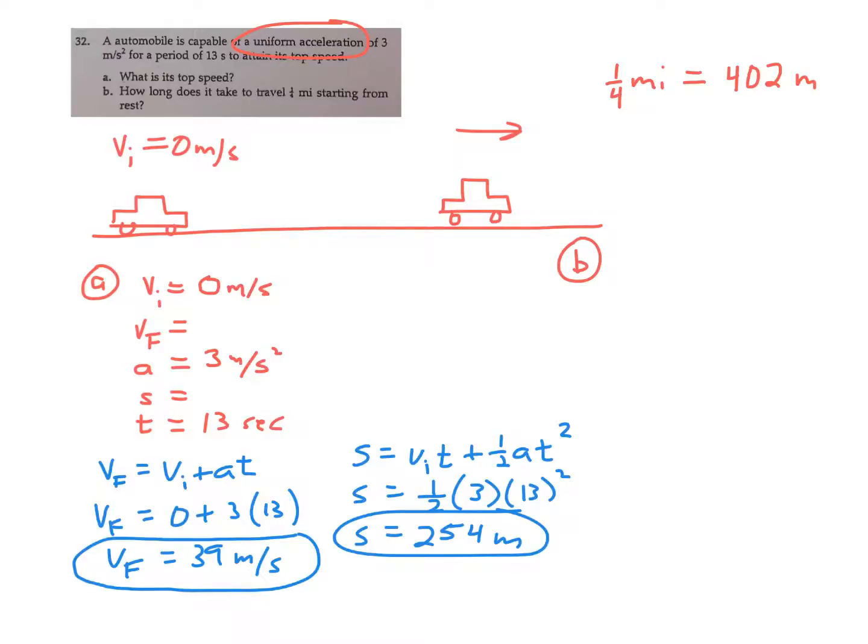But in part B now, we're not accelerating anymore. We've gotten up to our top speed of 39 meters per second in a time of 13 seconds, and we've traveled 254 meters. So now we can only stay at our 39 meters per second. For the remainder of the time now, we just have v equals d over t, or s over t. You can't increase your speed anymore. In other words, you have 39 equals, but our distance is not 254. It's 402 minus 254, which is 148 meters. We have 148 meters to go.